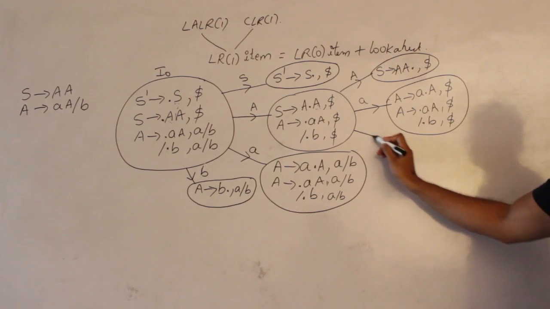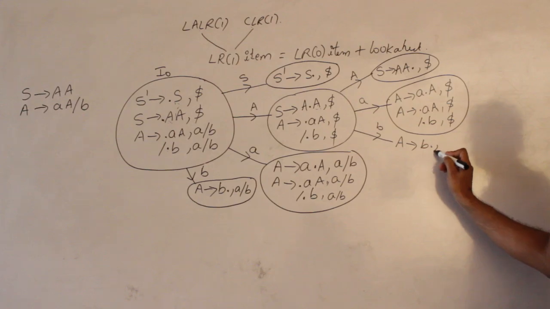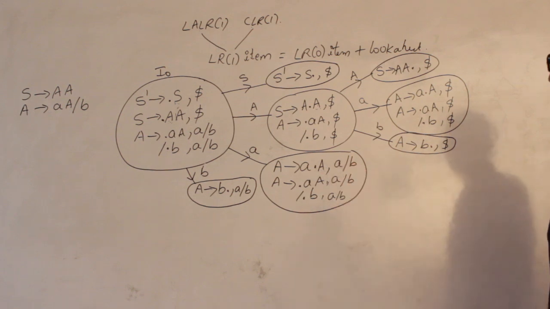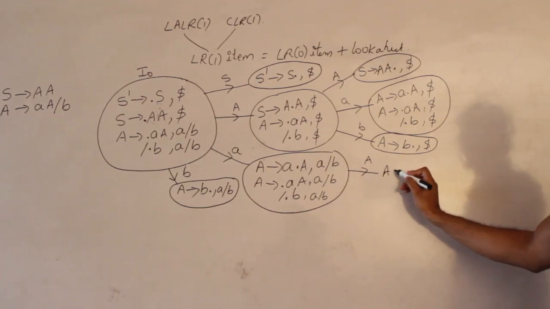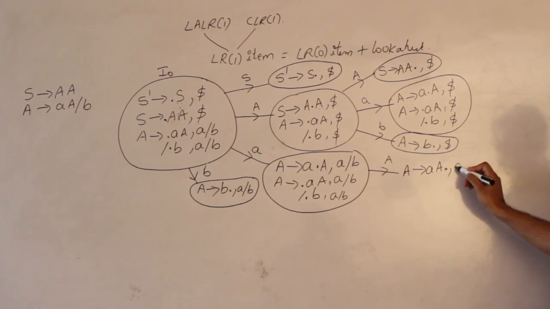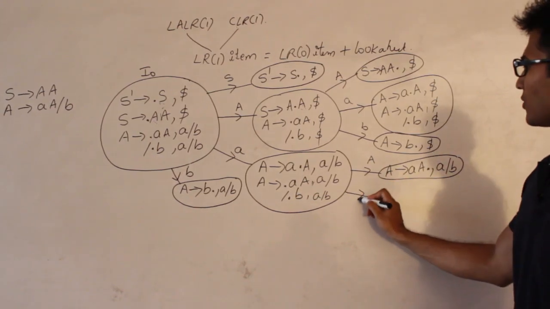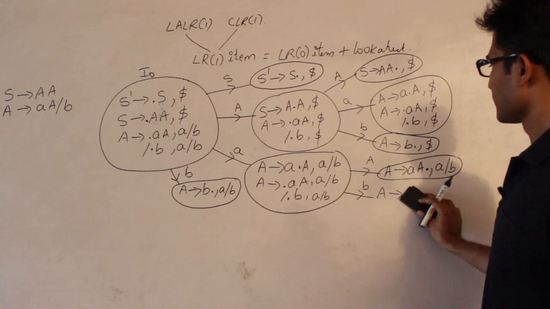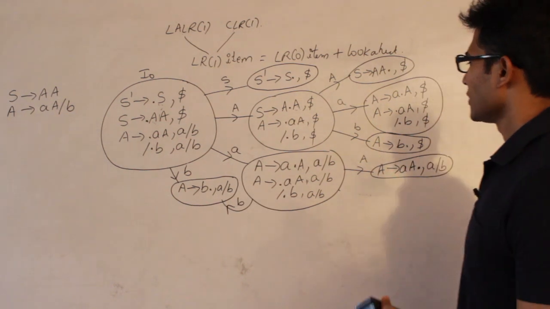Now what about this one on small b? This one on small b is going to give A derives B dot comma dollar. What about this one on capital A? On capital A we are going to get a final item. A derives A capital A dot, look ahead is A or B, and this one on small b is going to give us A. This one we have already seen. On small b we are going to get the same production, right?